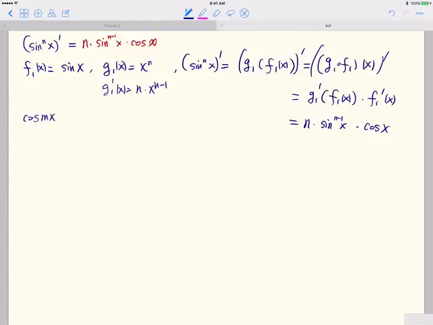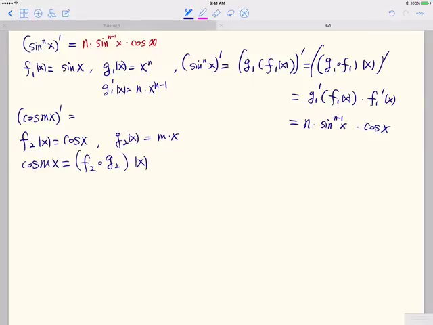Cosine mx prime. What's this one? Okay, again, you can write down f2 x as cosine x, and here it's not x, right? It's m times x, so probably you want to introduce another function g2 x, which is equal to m times x. So cosine mx equals what? It's just a composition of f2 and g2, so it's f2 circle g2 of x. Now you can plug in to verify this one.